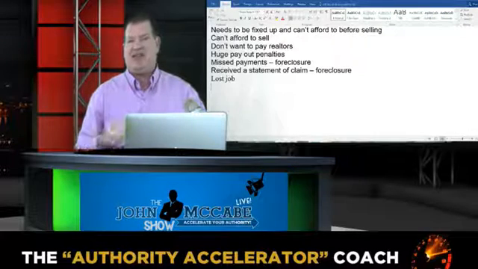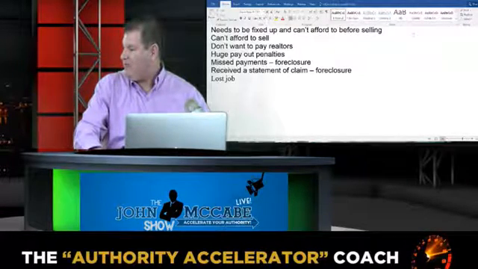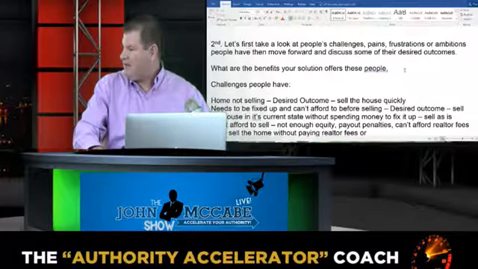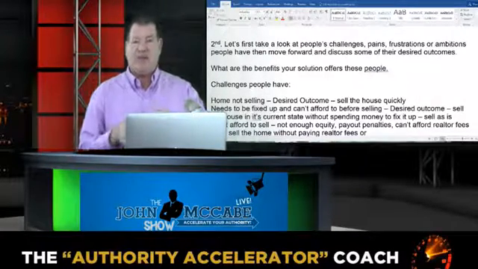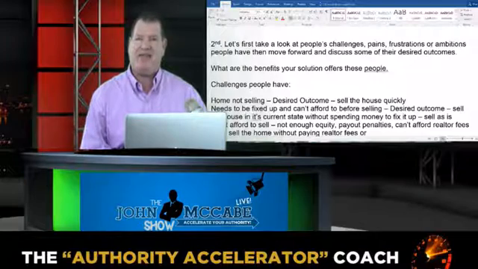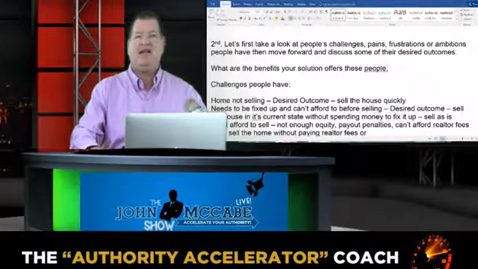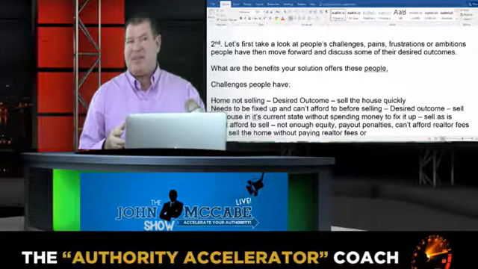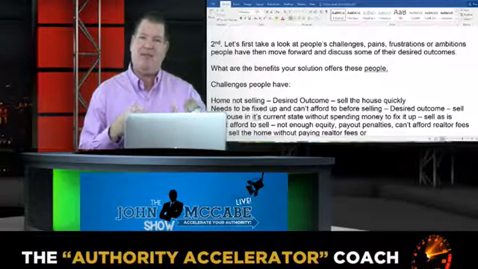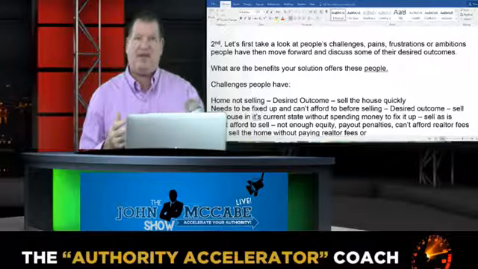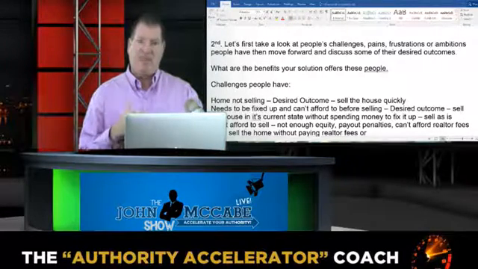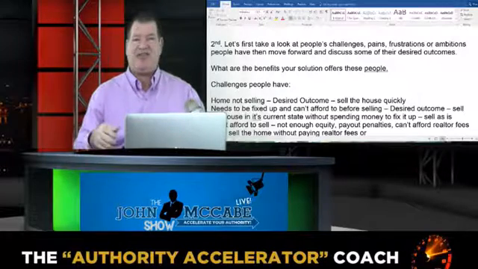So the second thing is we need to determine the desired outcome. So we need to determine what the desired outcome is of the ideal target market and what some of the benefits they would receive from using your service or contacting you directly. So first, let's take a look at the people's challenges, and then their pains, fears, frustrations, ambitions, and move forward and discuss some of the desired outcomes. From there, we're going to need to determine how your solution will benefit them. That may be best based on whatever exit strategy you're actually going to use.